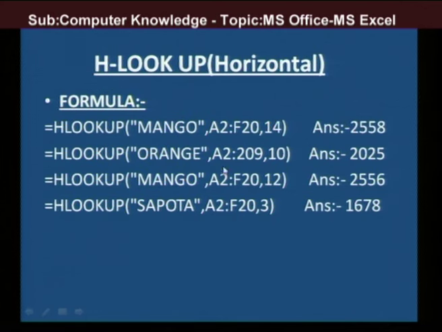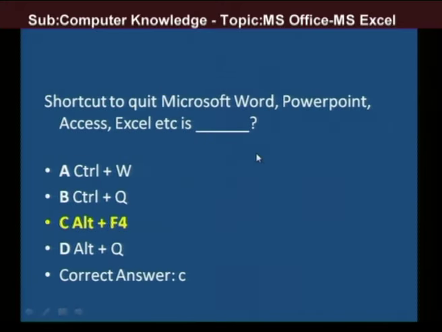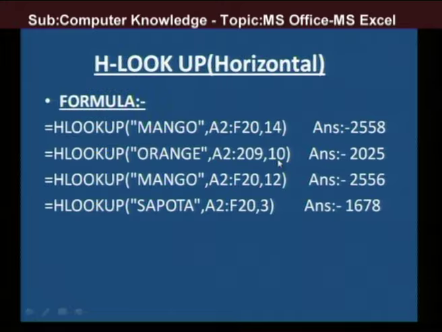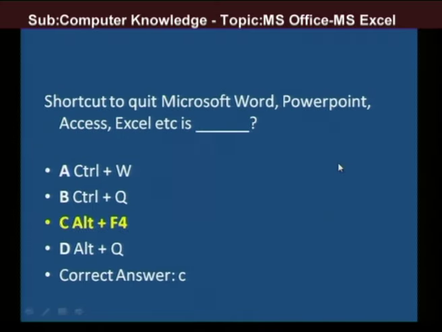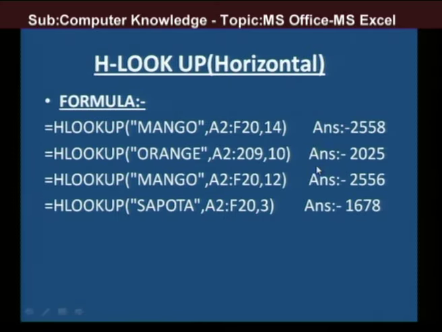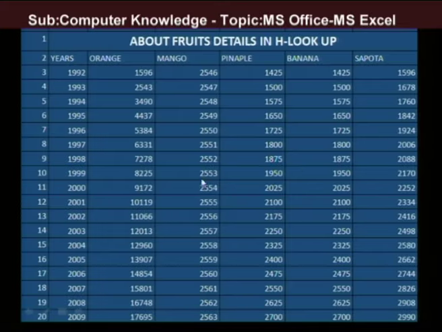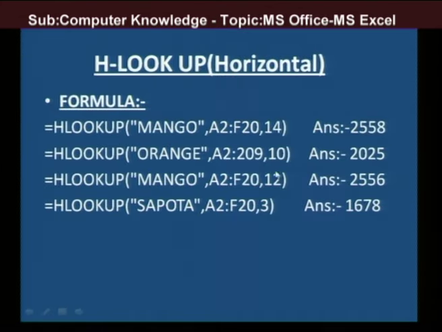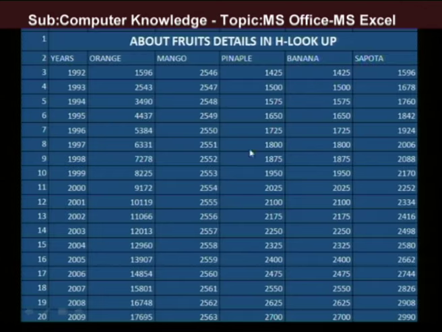Next horizontal lookup, it is the orange data. Orange data A2 to F20 and 10th value. 10th value means it is the 10th storage data, year of 10th 1999. Orange means it is 8225, 2025. Here some value is there.